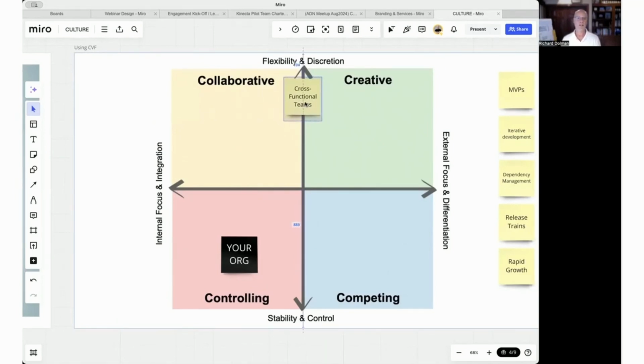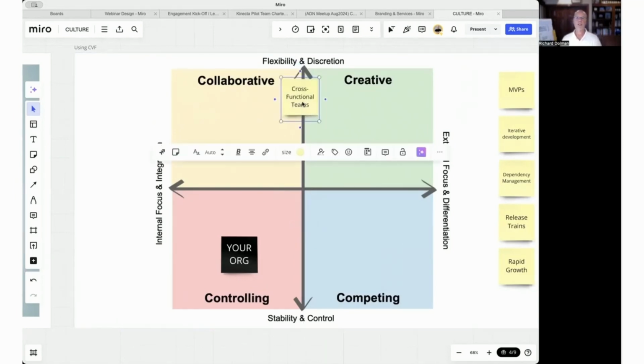So for me, cross-functional teams as a starting point, I'm just going to drop it kind of on the line between collaborative and creative. It certainly lands in these two top quadrants because for cross-functional teams, there's an assumption, certainly for agile teams, that we also have some level of autonomy, some level of self-organization that happens there. And so naturally we want to have an orientation around collaboration, but we also want to have some of that adhocracy built into it.